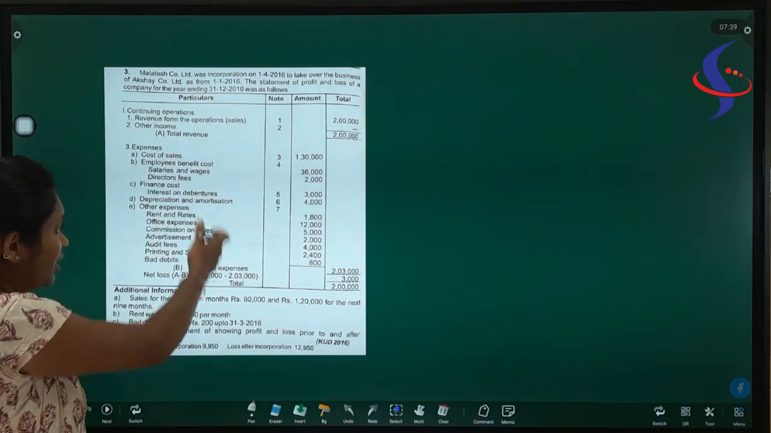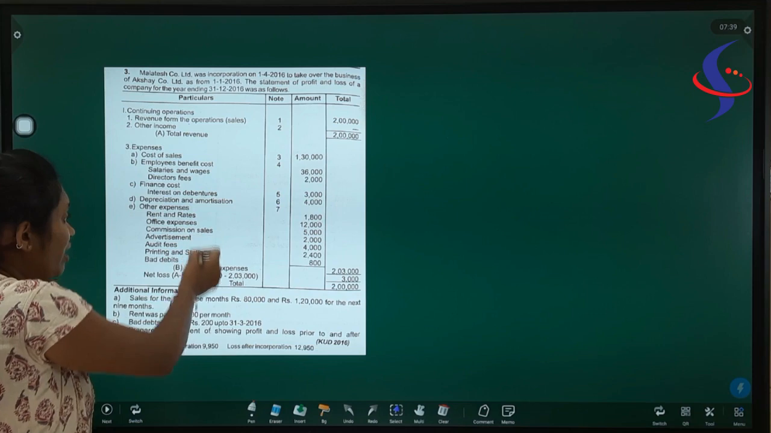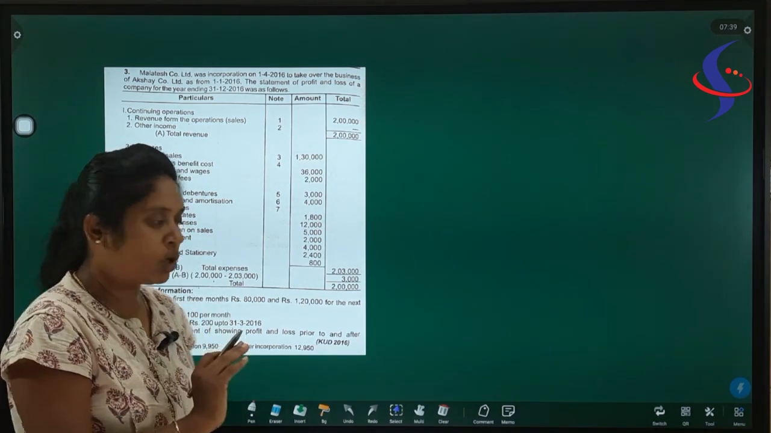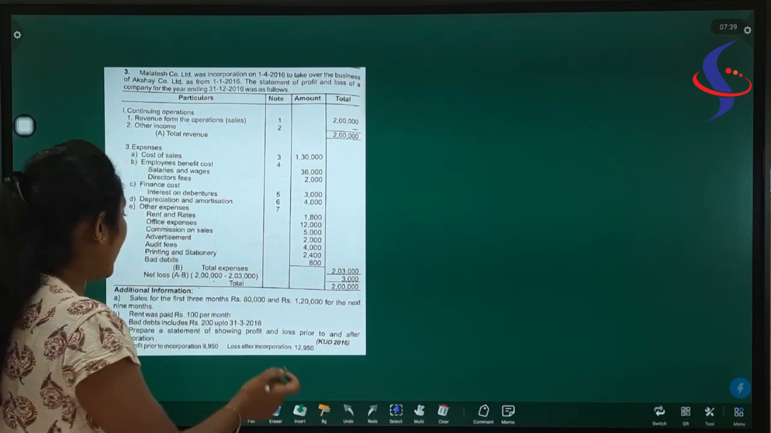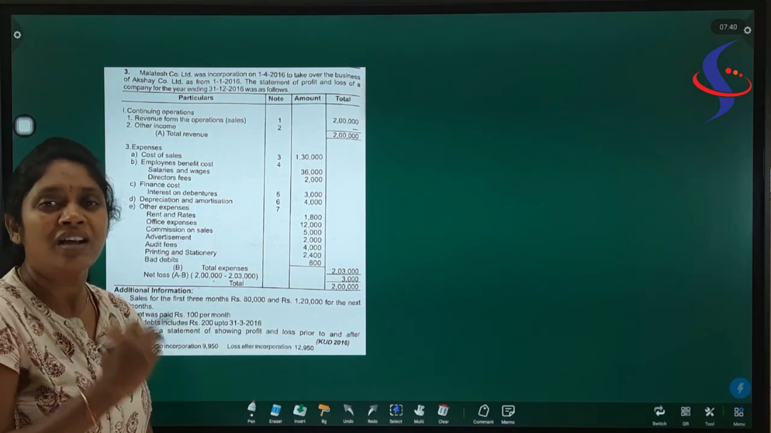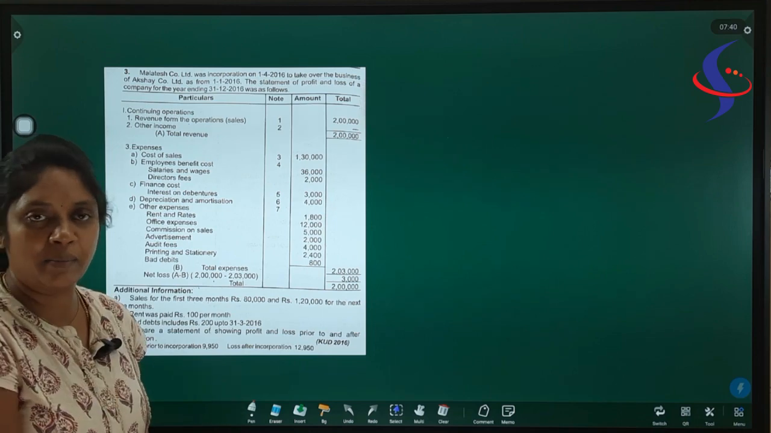Then you are seeing some of the items here, some of the expenses and incomes in the question. We need to divide all these expenses and incomes using either time ratio or sales ratio. For that we need to calculate time ratio as well as sales ratio, and here they have given some information. This information will help us to calculate sales ratio. So let us begin with the calculation of time ratio.